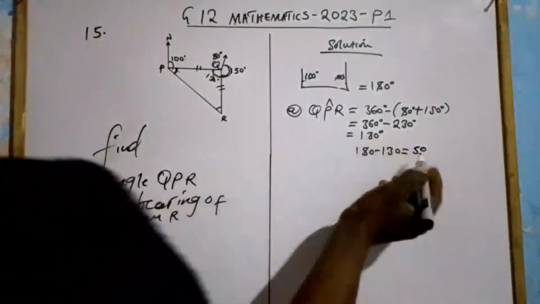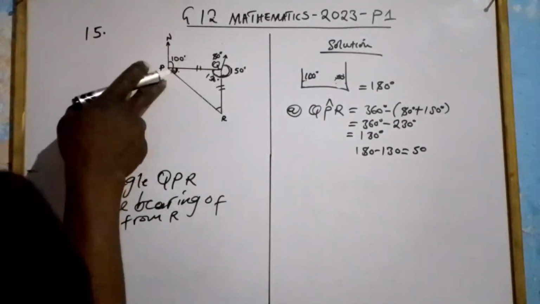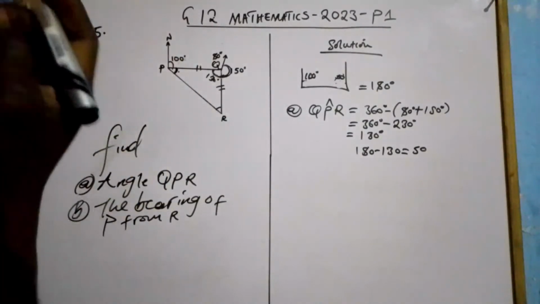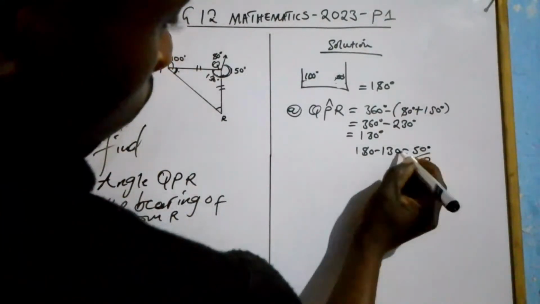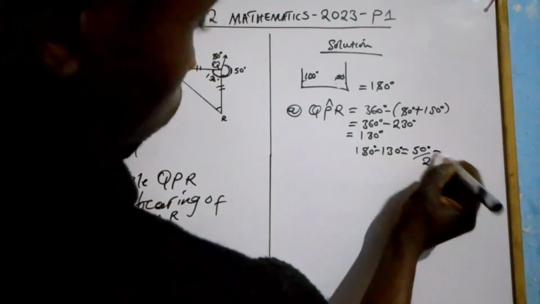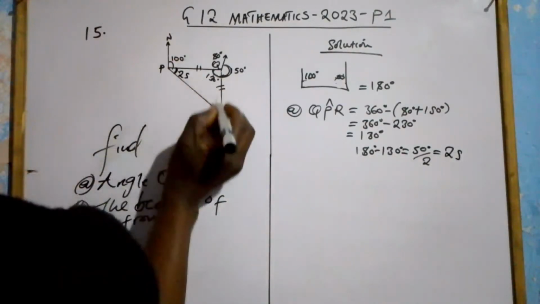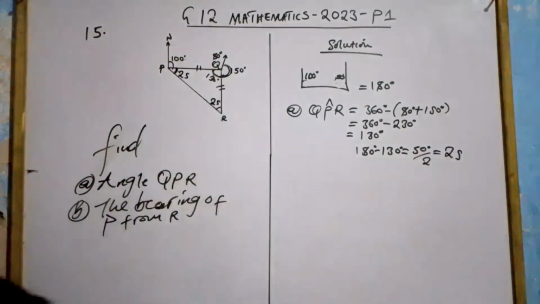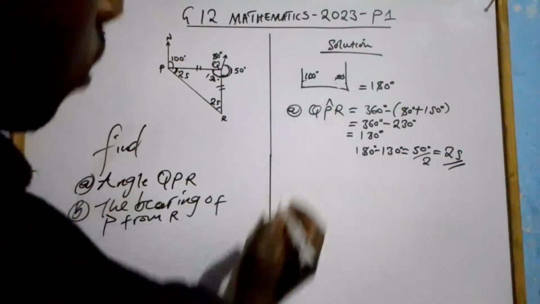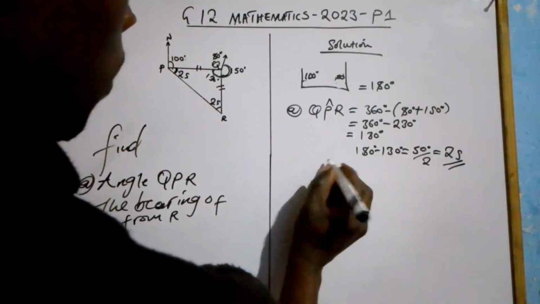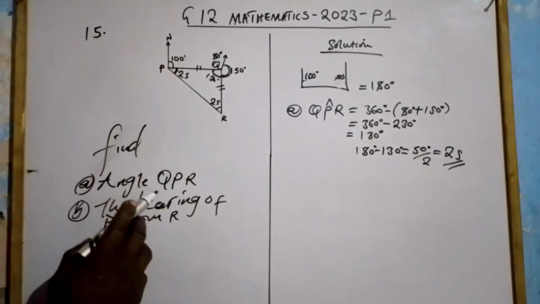So this 50, because this is an isosceles triangle which has two sides equal, we are going to divide 50 degree by 2, which should be equal to 25. So here there is 25 and here 25. Okay, so that's the angle for P. So that's the answer for question 1. We have found the angle of QPR.